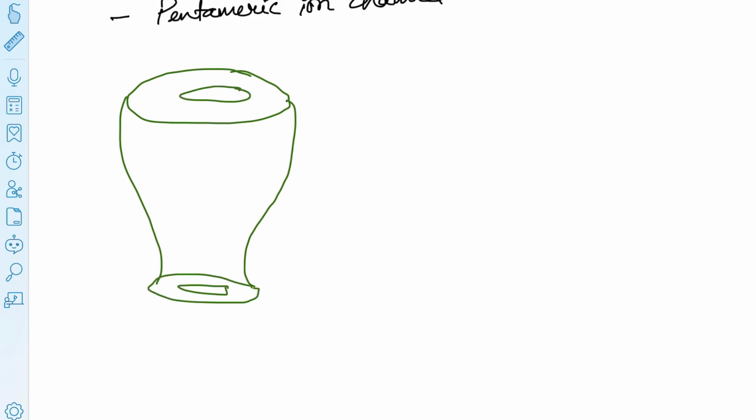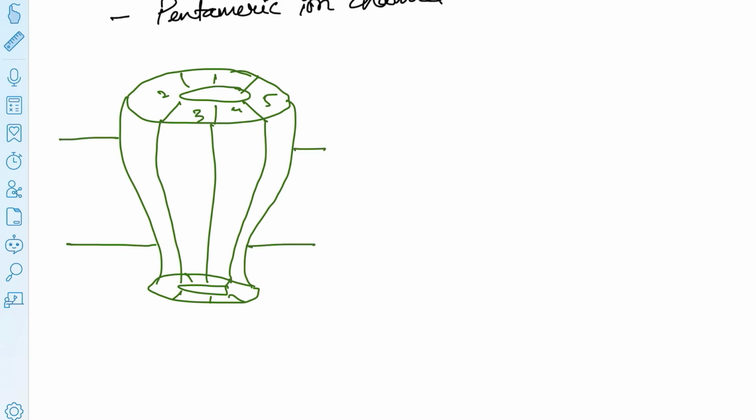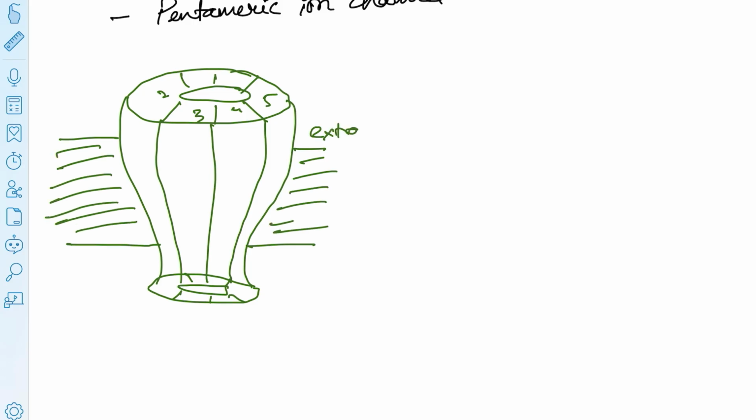Suppose this is an ion channel and it has five different subunits: 1, 2, 3, 4, 5, like this. Five different subunits combine together to form a complete ion channel, and these ion channels are present transmembrane to the cell membrane. So this is the cell membrane, this is the extracellular region, and this is the intracellular region. And this is obviously the transmembrane region.